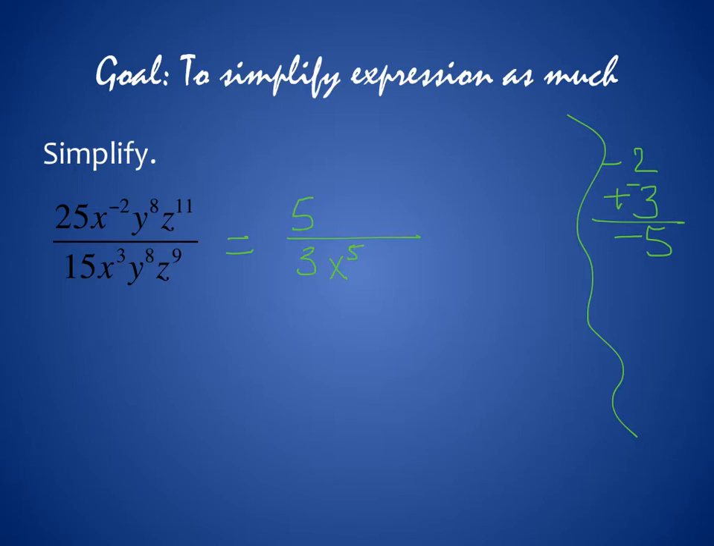Now we move to our y's. If I subtract, I get 8 minus 8, which gives me 0. So both the y's are going to cancel out. Then I go to my z's. I have z to the 11th over z to the 9th. So I subtract them. I get a positive 2 when I subtract. So that means I'm going to leave the z's on top. So 5z squared over 3x to the 5th would be your final answer.